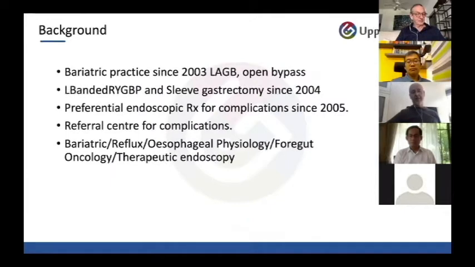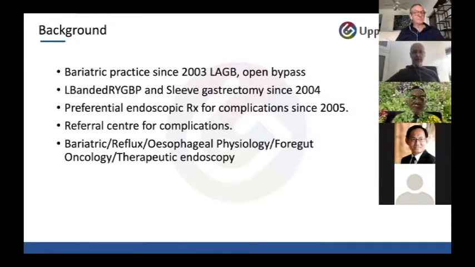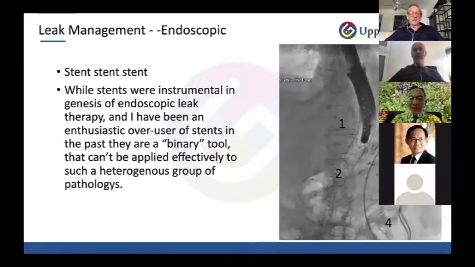Disclosures. My background is I'm an upper GI and bariatric surgeon, sleeve gastrectomy and banded bypasses since about 2004, and preferential endoscopic management of complications since 2005. So I'm going to predominantly talk about endoscopic management and my thoughts and perceptions about endoscopic management of leaks and how to classify leaks to then better have conversations with people about how to treat them.